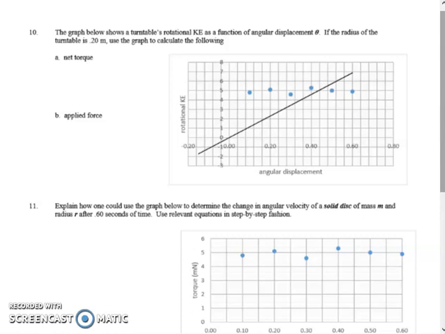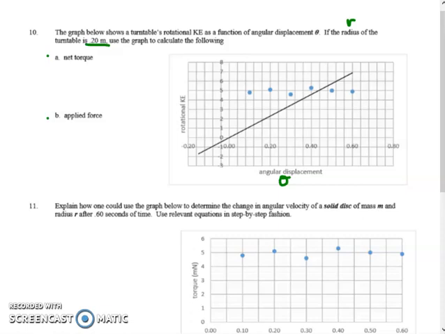Okay, so what do we have in number 10? We have a rotational kinetic energy versus angular displacement. Ignore these dots here, that's not helping at all. We're going to look at a linear plot between rotational kinetic energy, KE, and angular displacement, theta. I'm asking you to find net torque and applied force. Other information is that we have a radius of 0.2 meters.